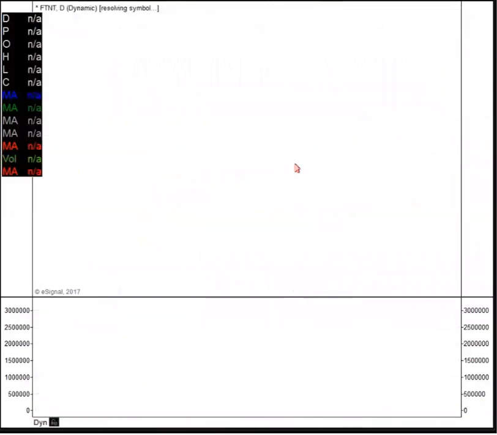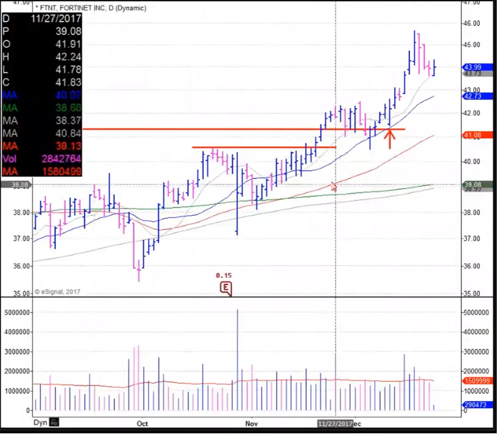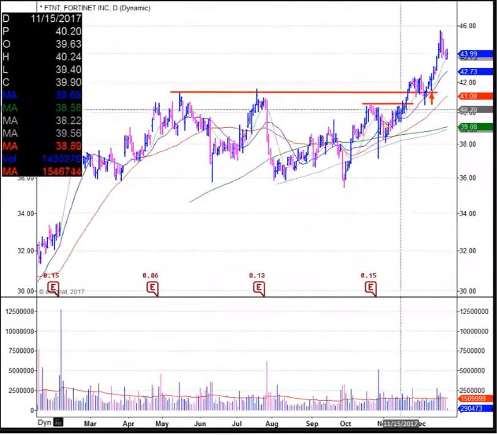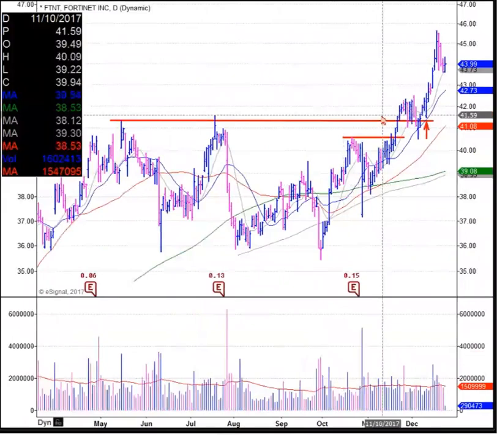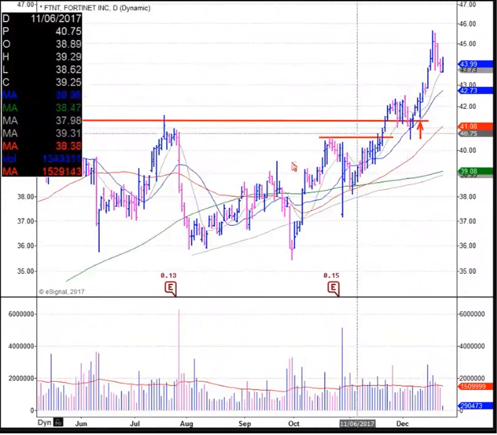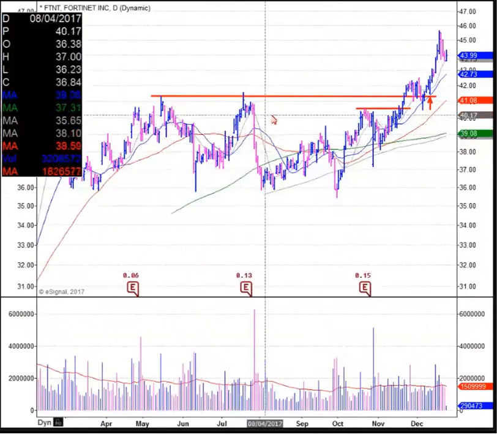FTNT, here's another one where, again, you could call this a post-breakout. It came out right here, just above, and then it comes back, and I'm playing it as it comes off those lows, forming that little handle. But you see the tightening? It goes to the right. That's the tightest area, on the right.